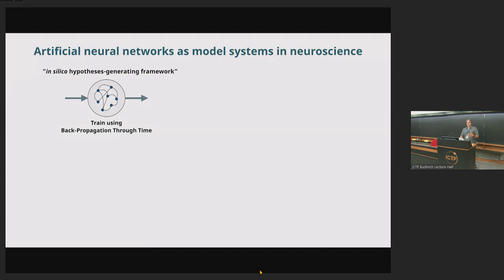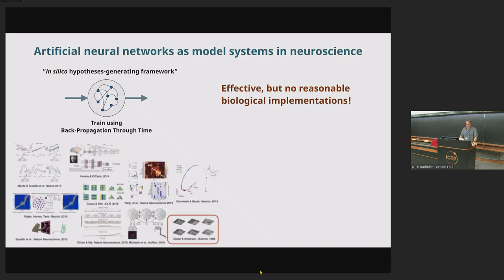So how do those recurrent neural networks that some people in machine learning work on come to neuroscience? A lot of times they are used as an in silico hypothesis-generating framework. There is some network, we train it, usually using backpropagation through time, to perform some task or to match some activity of neurons. Now, training with backpropagation is very effective, but there's no reasonable biological implementation for this, for many, many reasons. The brain just does not do backpropagation through time, or at least not as we use it. Nevertheless, this has been used in a variety of neuroscience studies where they try to emulate the brain and then study this network, and actually they've been used pretty successfully. We have learned a lot about the brain by studying those networks.